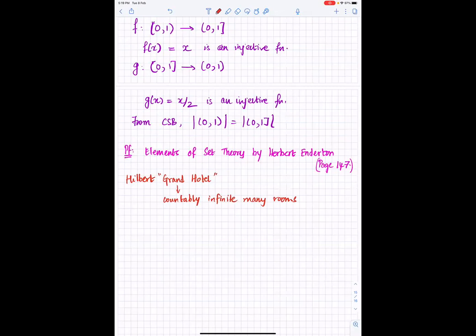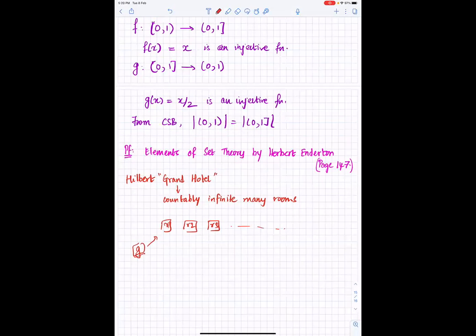For example, say all the rooms are occupied by guests, and then a new guest comes in. How do you give him a room? There are room 1, room 2, room 3, and so on, infinitely many rooms, and then a guest G walks in, and the receptionist has to allot a room to him. So what does he do? He just asks every guest currently occupying a room to move to the next room, and allots room 1 to the guest G.